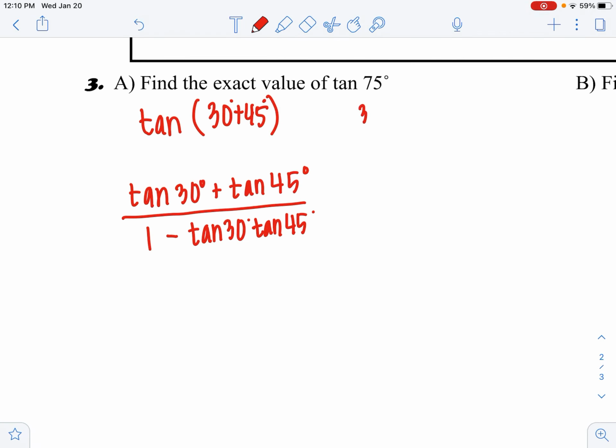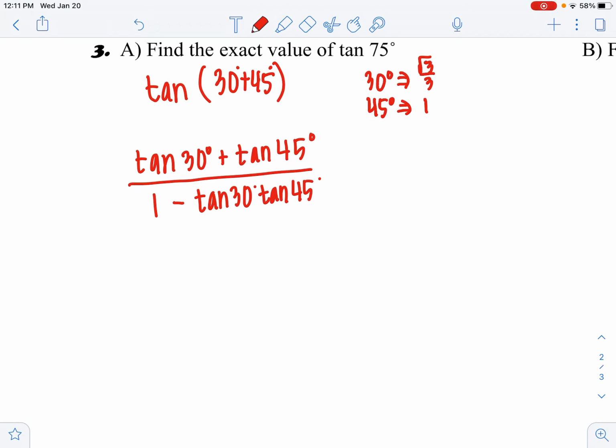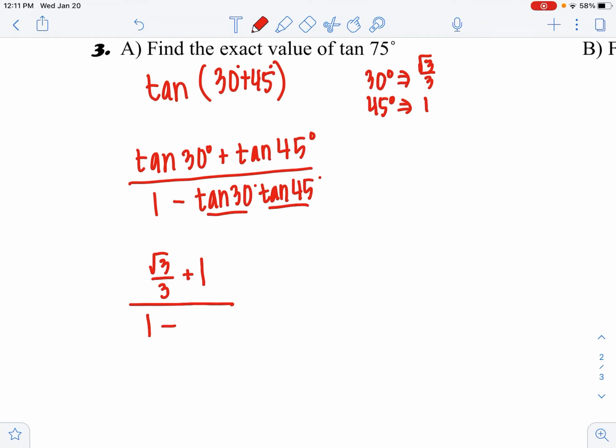All right, now I have to replace. So I need to know tangent of 30 and tangent of 45. Remember, it's tangent. Okay, so tangent of 30 is root 3 over 3. Tangent of 45 is 1. So I'm going to go through and replace. Tangent of 30 is root 3 over 3, then plus tangent of 45, which is 1, divided by 1 minus tangent of 30 times tangent of 45, which is root 3 over 3 times 1, which is root 3 over 3.